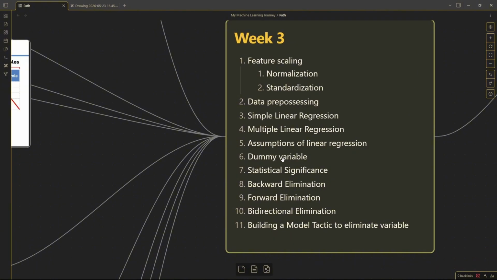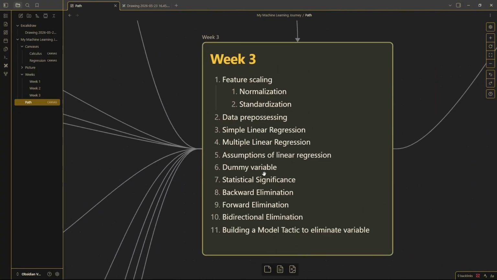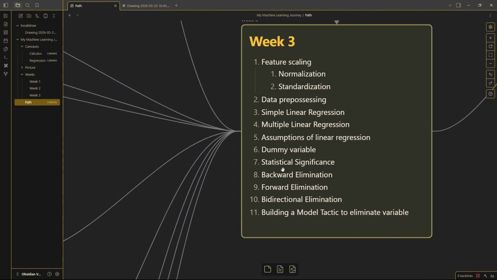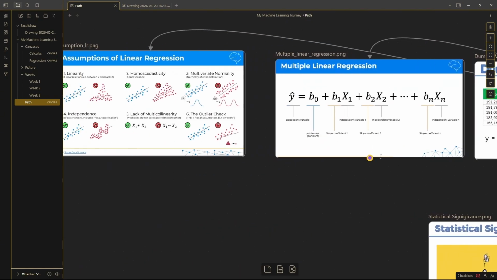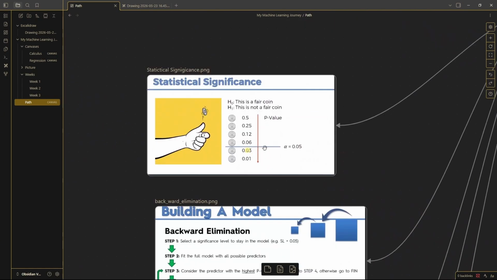And then we have dummy variables. So the dummy variable is used for categorical data, mainly data that is not numerical. And after that I learned about statistical significance. Now this is a part of statistics, and this is really important in terms of multiple linear regression, where we want to do elimination of some variables, and this is the idea that gives the statistical significance, like this alpha.